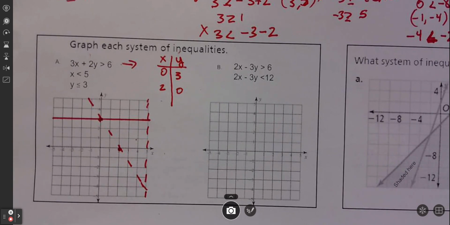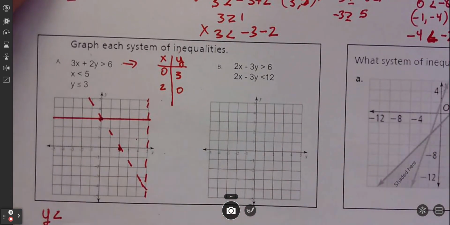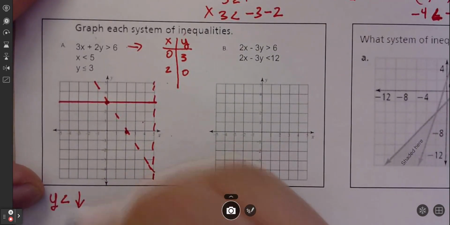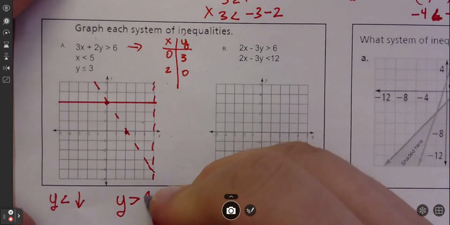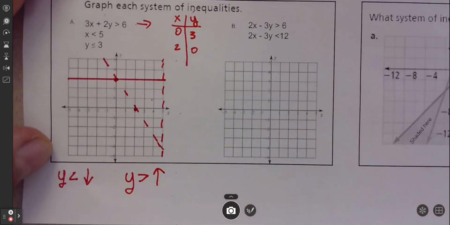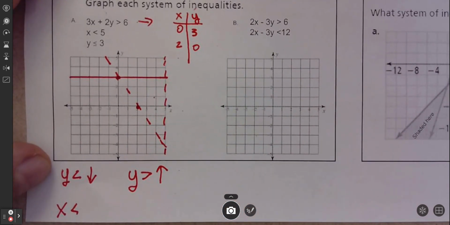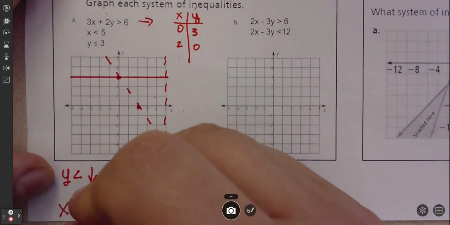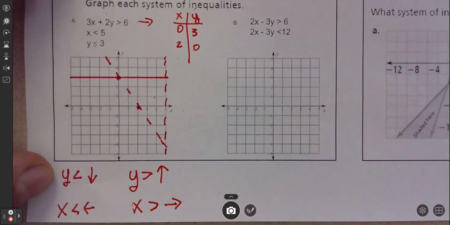So let's talk a minute about less than or greater than. So we talked about this. Y is less than means that we're going to shade below. If Y is greater than, that means we're going to shade above it. And let's talk about X for a second. If X is less than, where are less than numbers? To the left. And if X is greater than, that's to the right.